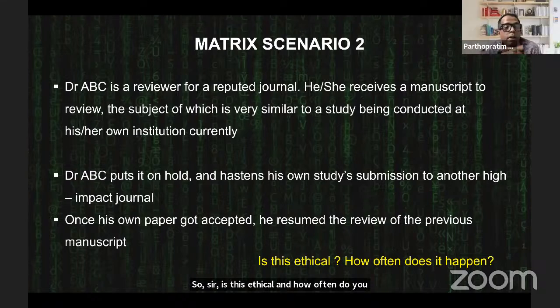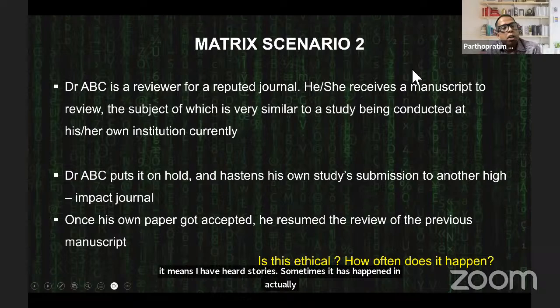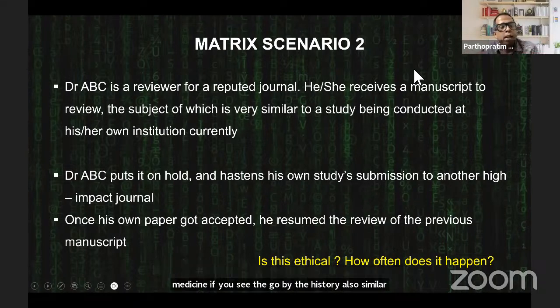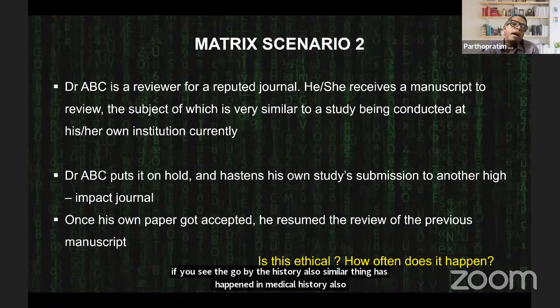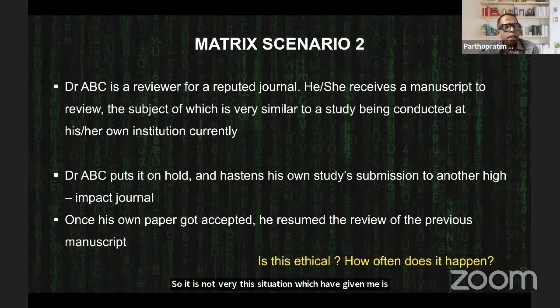No, it's absolutely unethical. There is no question about it. But I have heard stories. Sometimes it has happened in medicine. If you go by the history, a similar thing has happened in medical history also. So the situation which you have given me can happen with anyone, but it is absolutely unethical. There is no doubt about it.